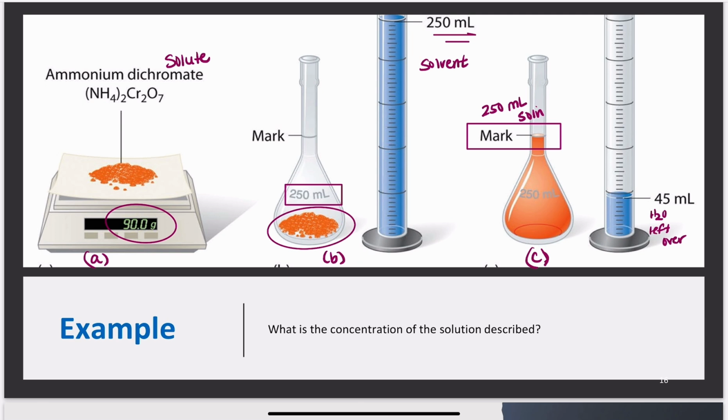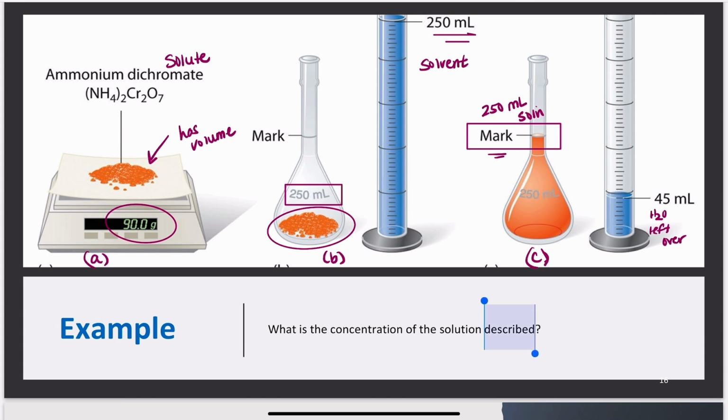This picture very intentionally shows you that, and it's because this has a volume that adds to the total volume of the solution over here. That's why you have the 45 mLs left over, because 90 grams of ammonium dichromate takes up space. It takes up about 45 mLs of space. Okay, so you're never adding 250 mLs of solvent to the system. We're adding solvent plus solute total to equal that 250 mLs. But I want to know concentration.